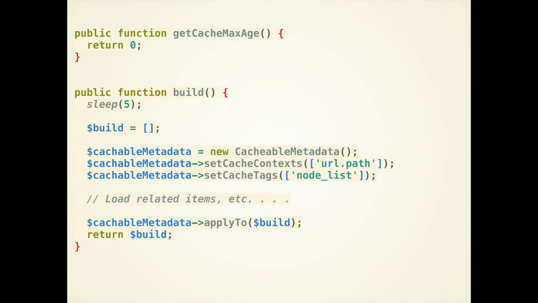Here's an example of a block that uses this. In this case, at the top, you notice I've implemented a function that blocks can have called getCacheMaxAge. That actually has to be up there because if we define that down here in our code, notice I've put a sleep 5 in there just to simulate slow code, it wouldn't be able to determine the cache max age until the build was returned. So it wouldn't actually work. By putting it up there, it can fetch that cache max age before actually calling the build.